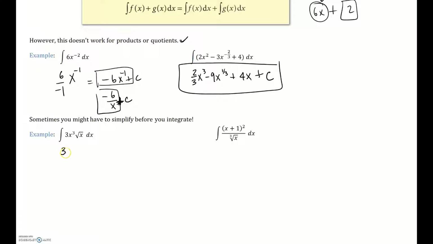Wait, stay calm. I can rewrite this as 3x cubed times x to the half. They have the same base, so I can add their exponents. This is really 3x to the, what is that, 3.5? So you guys want to call that 7 halves? Let's call that 7 halves.